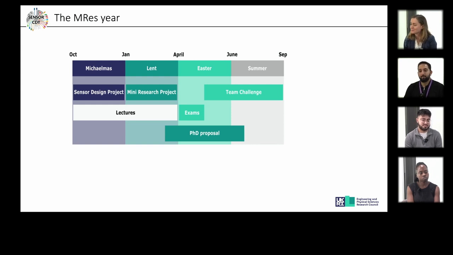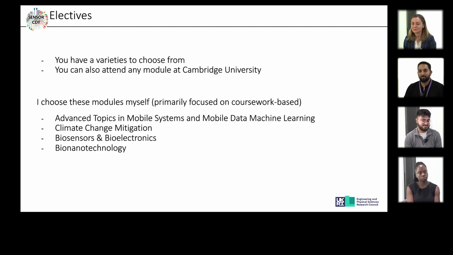So let's start. Mohammed, tell me about the different electives that you've been taking. Yeah, sure. The Sensor CDT program offers quite a few electives that you can choose from, and those electives are offered from many different departments. You have CBE, the Chemical Engineering and Biotechnology Department, you have engineering, and I believe also computer science and other departments as well. So it's an opportunity for you to further explore.